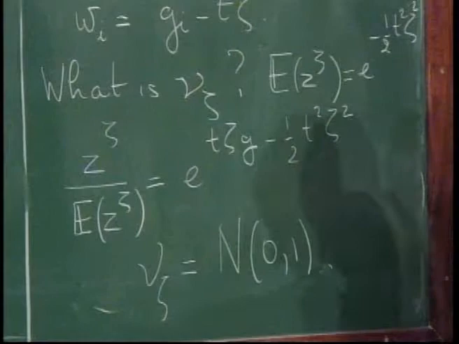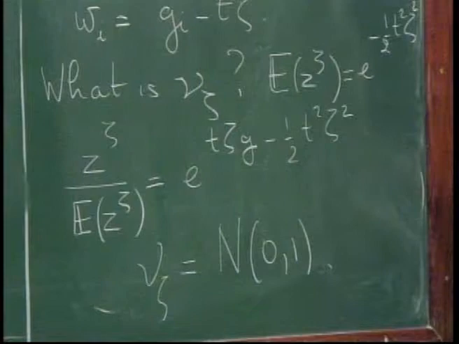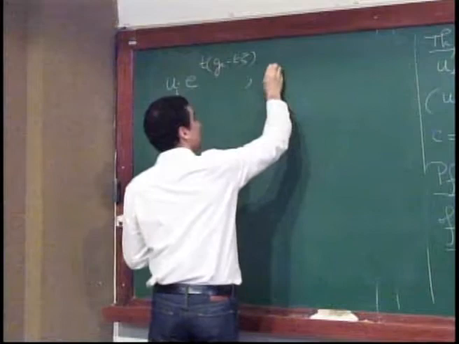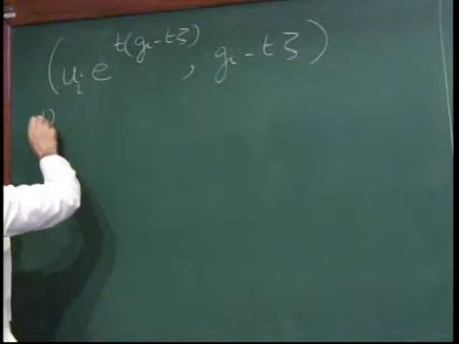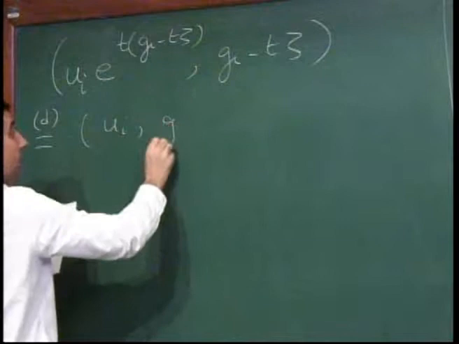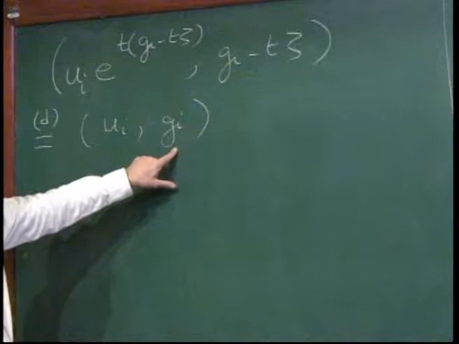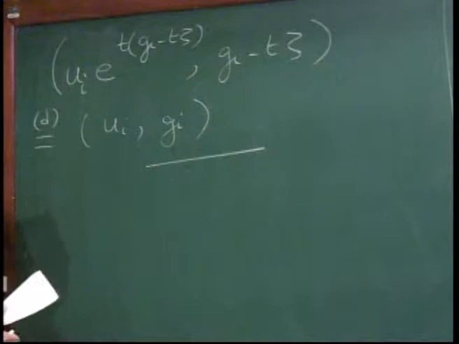Right, so once you have this, this theorem tells you the following, if I make no mistake over there: if I take my ui, my Poisson point process, and multiply all these by exp of t gi minus t zeta, and jointly look at gi minus t zeta, then in distribution this point process has the same distribution as the ui and the gi, with the gi's being N(0,1). This invariance property is crucial, and we will see that it's characteristic of the Poisson-Dirichlet process.